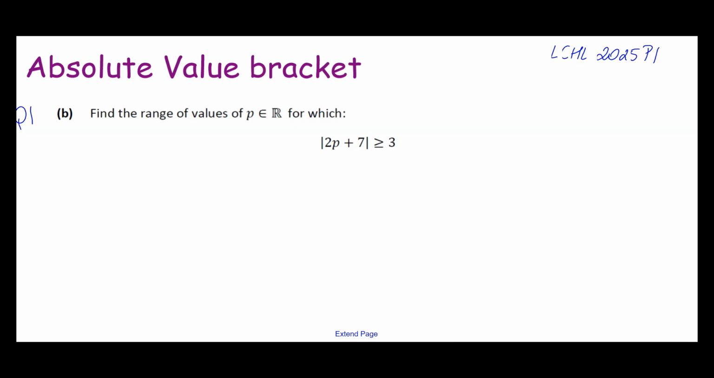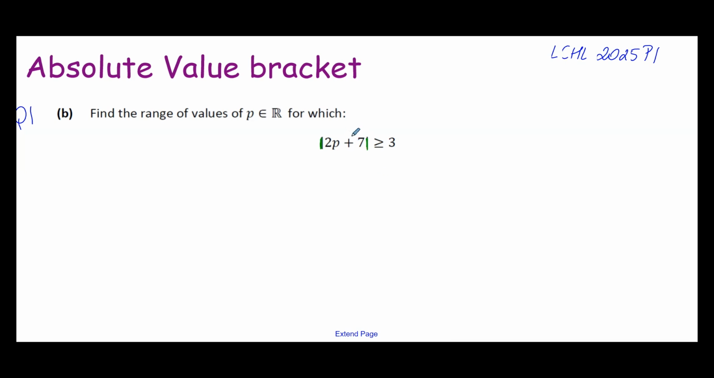Something that shows up very often in your exam is an equation that includes an absolute value bracket. What do I mean? Those two straight lines mean absolute value. So how do we solve them?